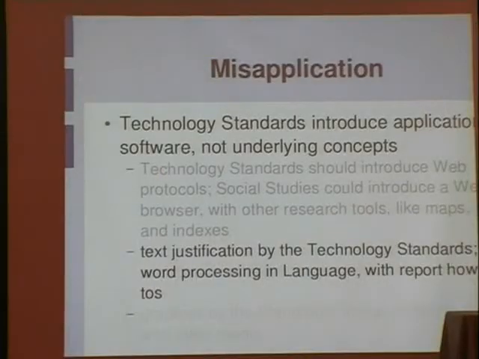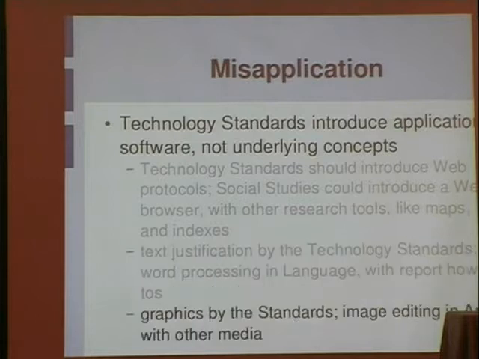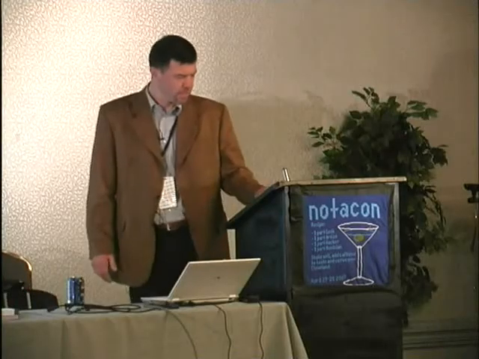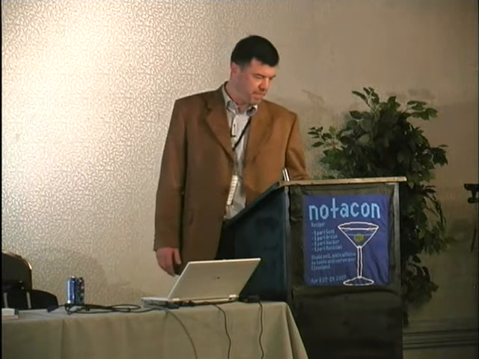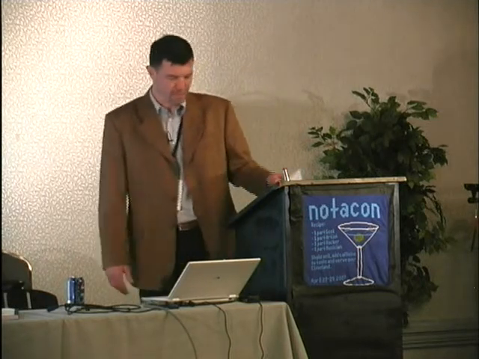Text justification, by the technology standards, should be covered by technology standards, whereas word processing, which is what it currently says in the technology standards, I think should be covered in like English class. Graphic standards, they talk about using a mouse to paint a picture. I think this could be done in an art class. The social mandates kind of bothered me, mostly because of the presumptions that they made.